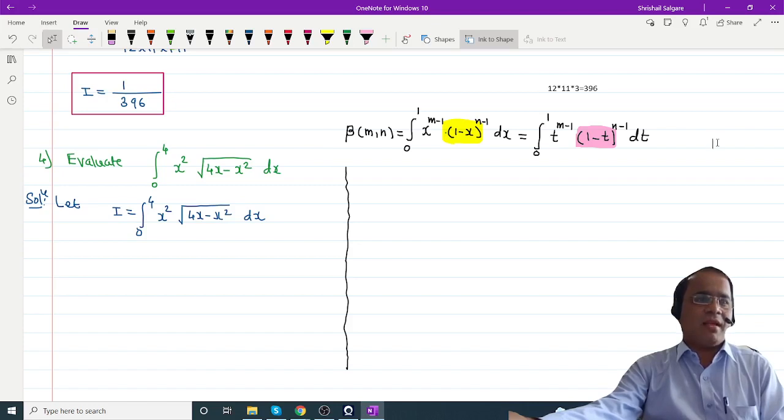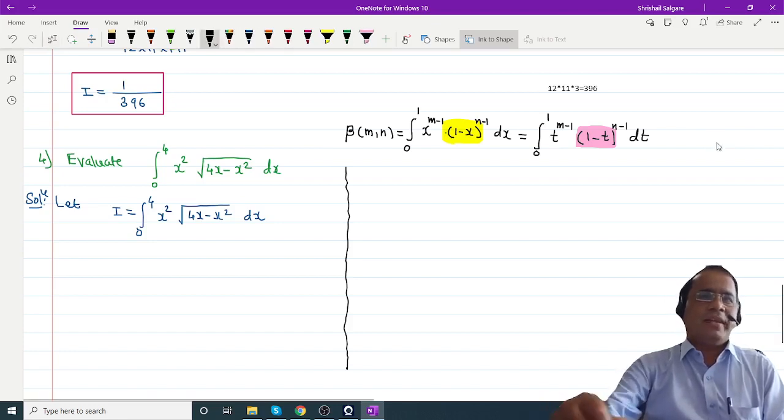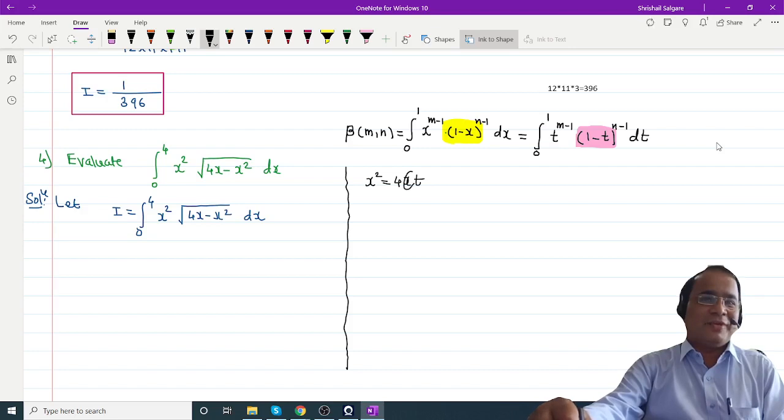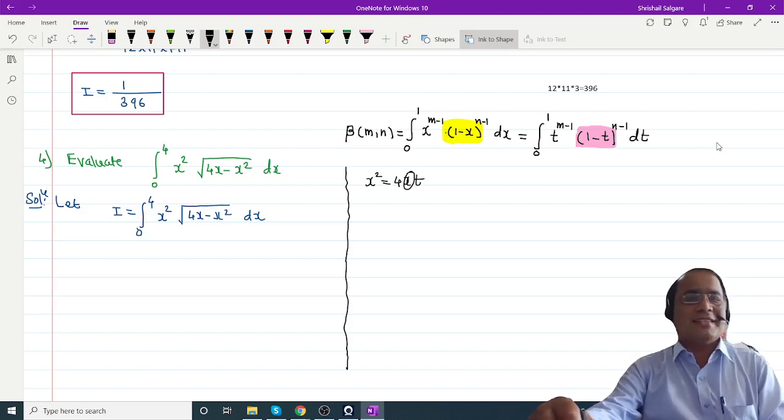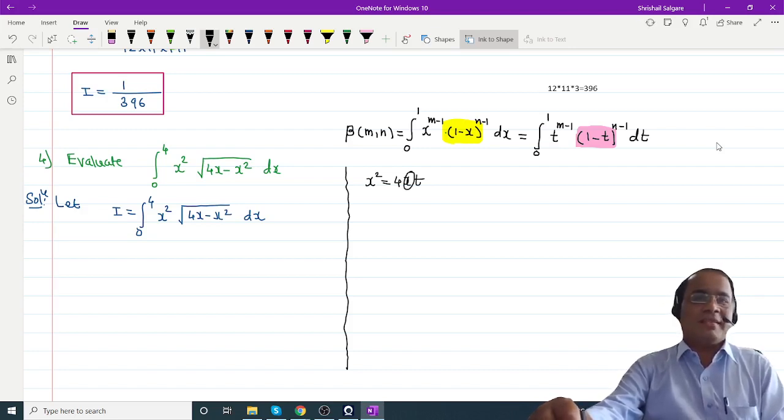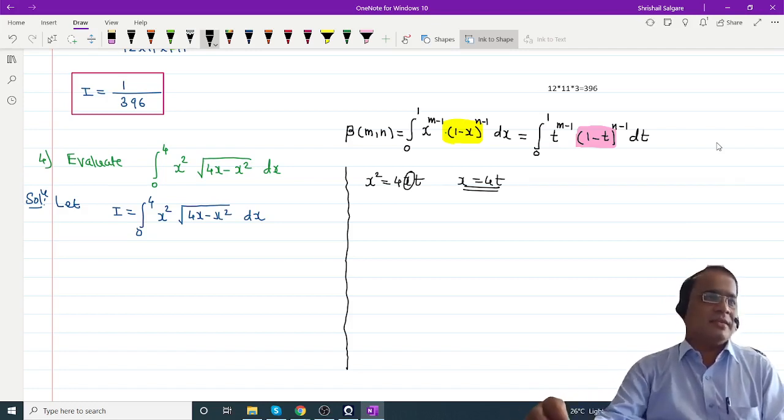Sir, x square is equal to 4t. Okay, your thinking direction is in the same way, but if x square is equal to 4t, that means x is equal to 4t, na? Whether it works? Sir, no. Okay, you are not going in the proper direction. I think someone wants to tell?